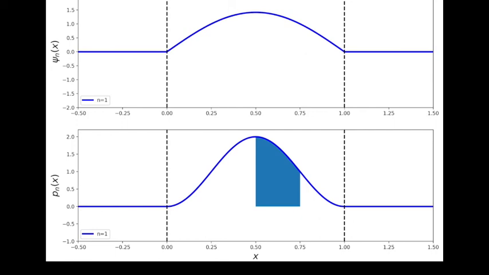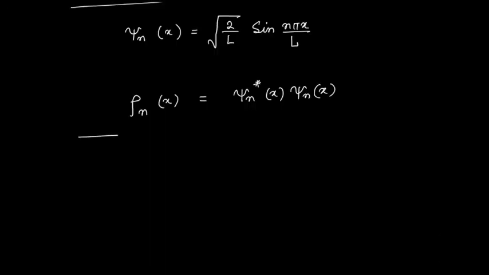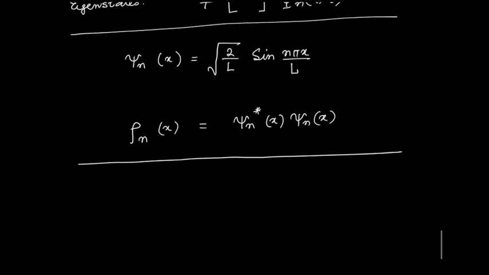What is the probability of finding the particle between say 0.5 and 0.75? What I have to do, remember, is integrate this curve. This shaded region shows it: the area of the shaded region is the value of the probability, because I integrate rho n of x over that range of x. And remember that the probability of finding the particle in a given region of space is the same for all time, just because it's a stationary state. That's the definition of a stationary state.